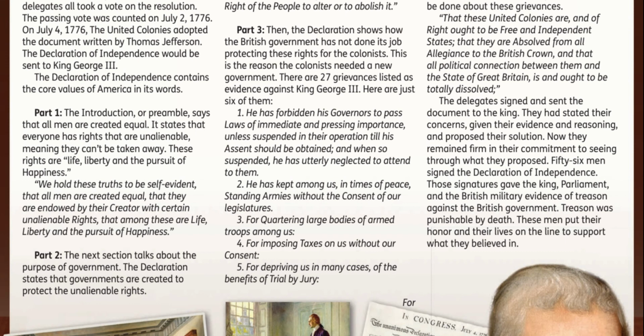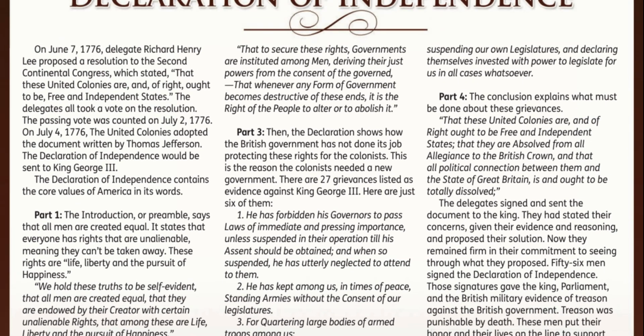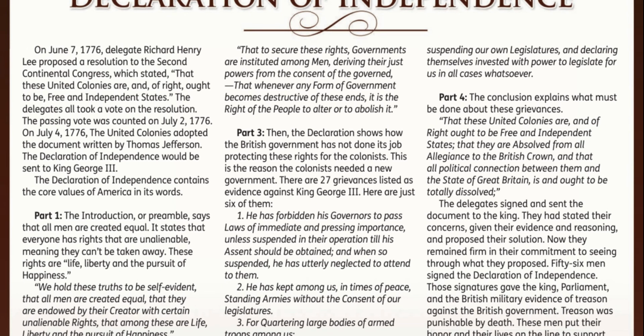Part 2. The next section talks about the purpose of government. The Declaration states that governments are created to protect the unalienable rights. That to secure these rights, governments are instituted among men, deriving their just powers from the consent of the governed. That whenever any form of government becomes destructive of these ends, it is the right of the people to alter or abolish it.